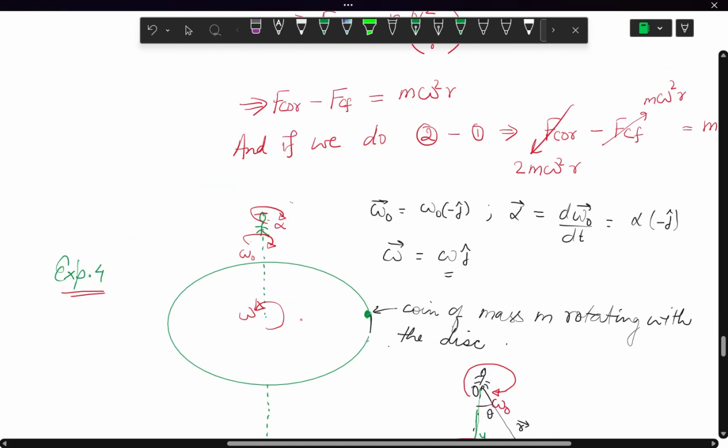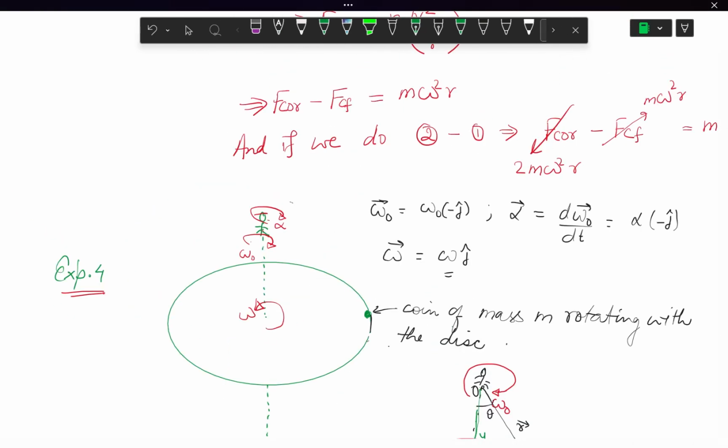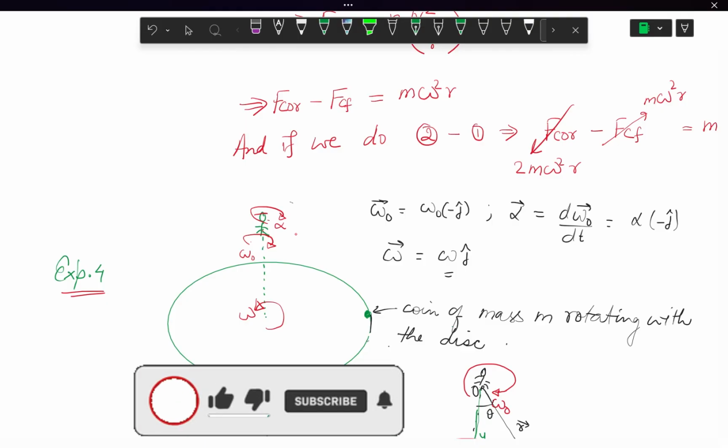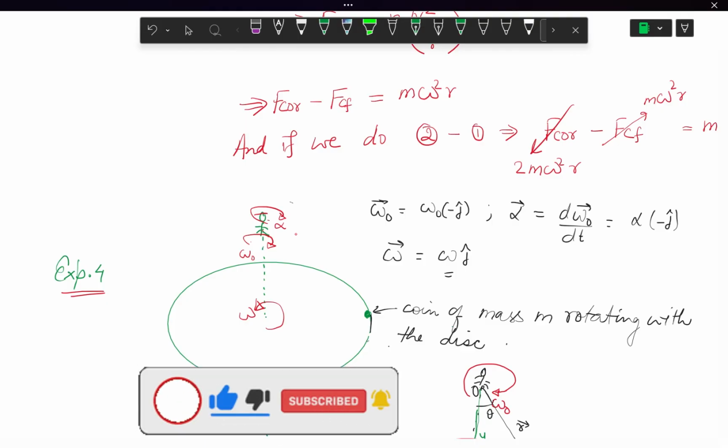And in the next video, I will be taking up example number 4, which is the general one, because the observer is rotating with angular velocity omega naught and angular acceleration alpha. So I'll be taking this up in the next video. Otherwise, the video is going to be long. So I hope, students, you got all the points clear on how you are going to apply Newton's second law in rotating and translating frames of reference.